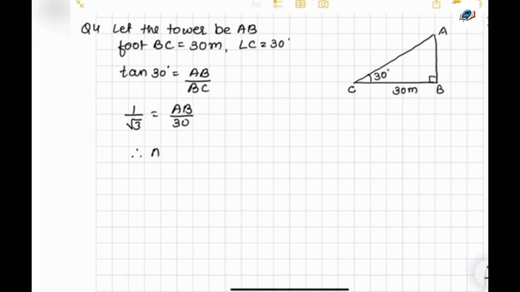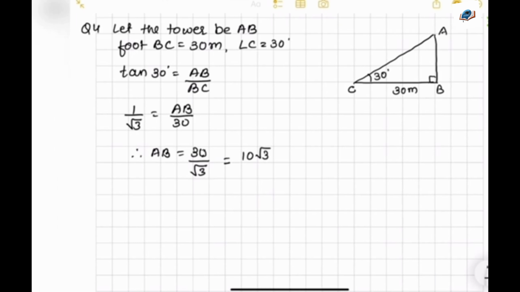30 by root 3. So if I cut root 3 from this, I will get AB equal to 10 root 3 meter. The next question says a kite is flying at a height of 60 meters above the ground.